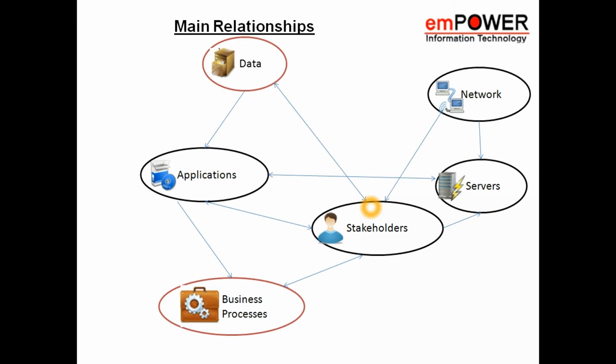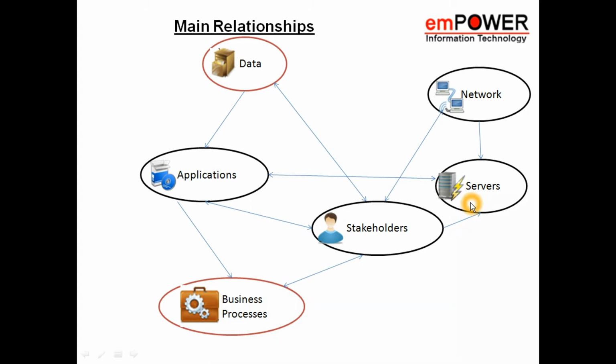This slide shows the main relationships between resources. For example, applications are hosted on a server, hold business data, are supported or used by stakeholders, and are part of a business process, and typically a business process consists of several applications.